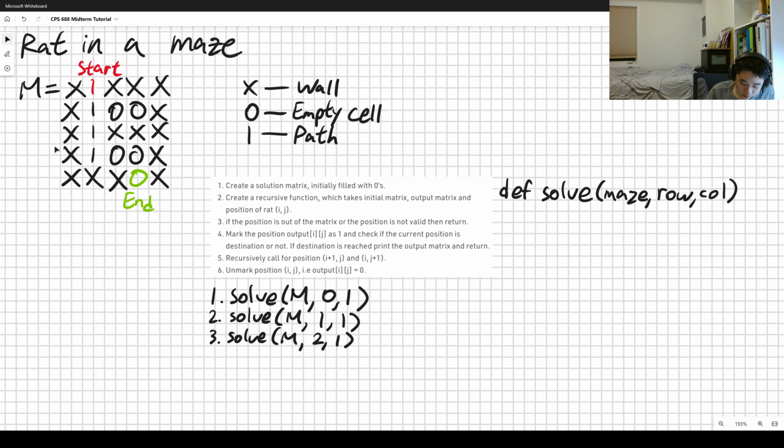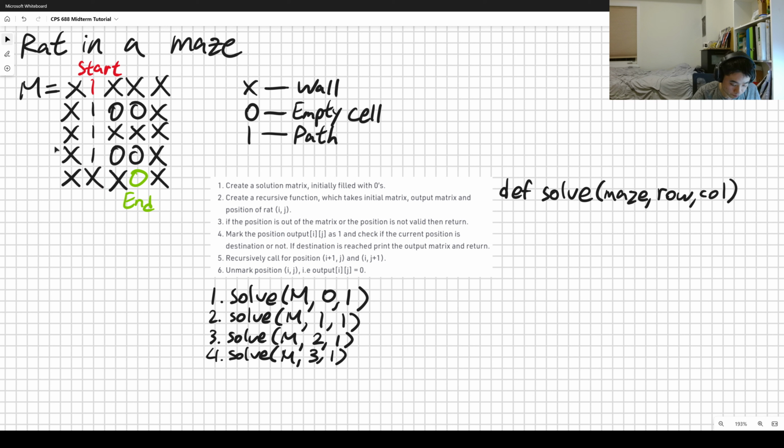And then we look at solve M 3 1. Give me a moment. There you go. Now, what happens if I go down now? We have a dead end. Below is a wall.